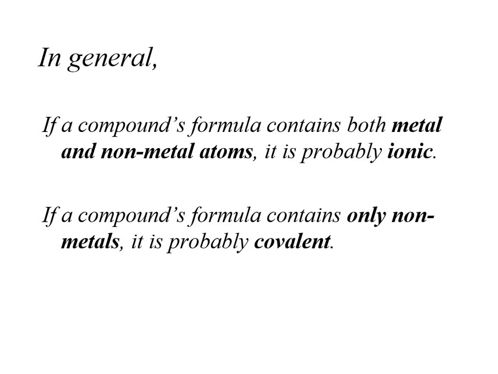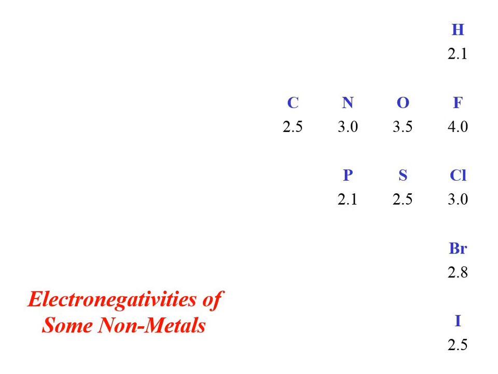So if a compound's formula contains only nonmetals, it's probably covalent. Remember, covalent and molecular are synonyms, so I kind of go back and forth between the two. Covalent compounds and molecular compounds are the same. Ionic compounds are not. So these are some Pauling values that you might find helpful. These are just a subset of the ones I gave you that you had to look really close at on the periodic table for.